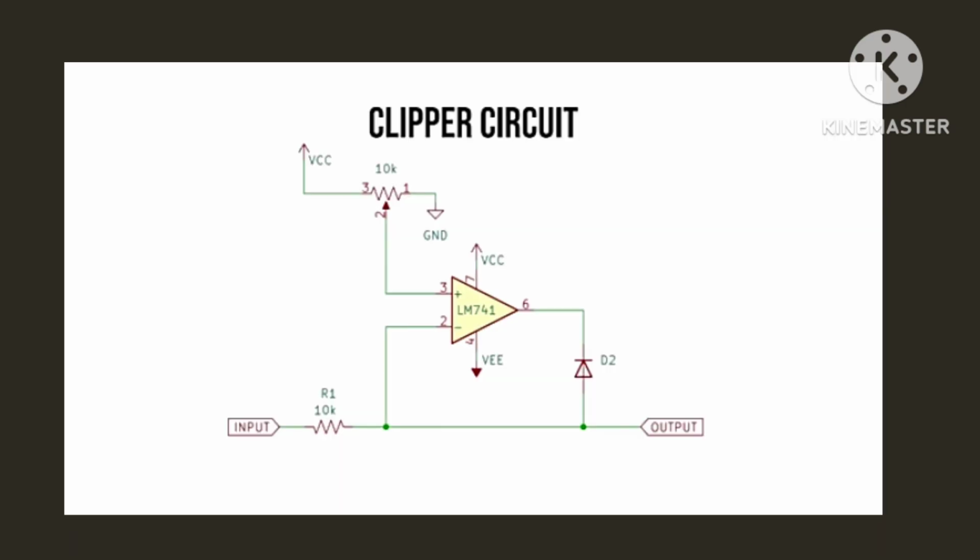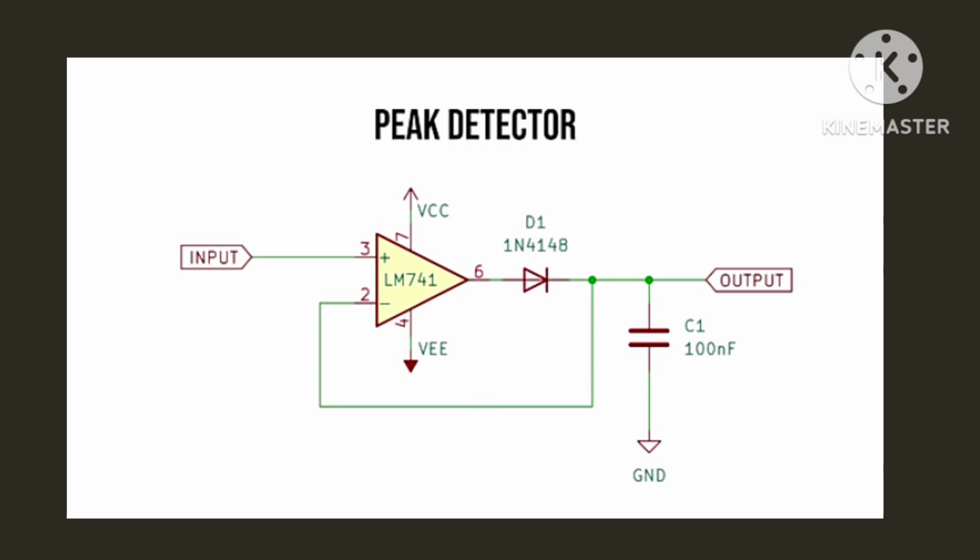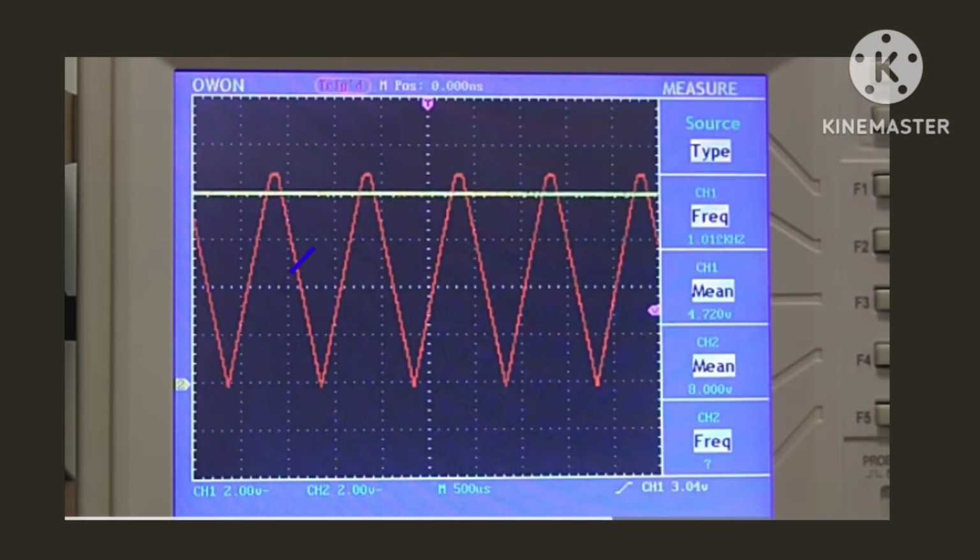The clipper circuits. In short, they are used to remove positive half or negative half cycles of input signals without causing distortion to the remaining part of the waves. Peak detectors. The circuit is used to detect the peak value of an input signal, or in simple terms, it keeps continuous track of and holds the highest amplitude of the input signals.